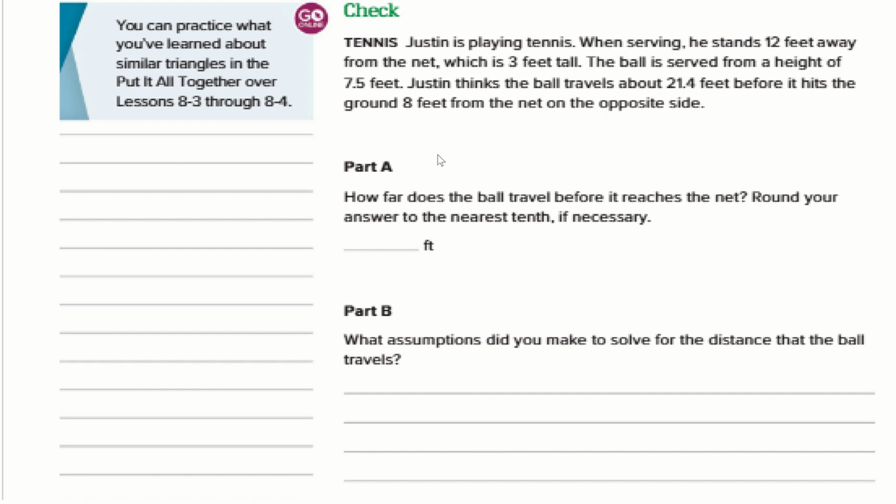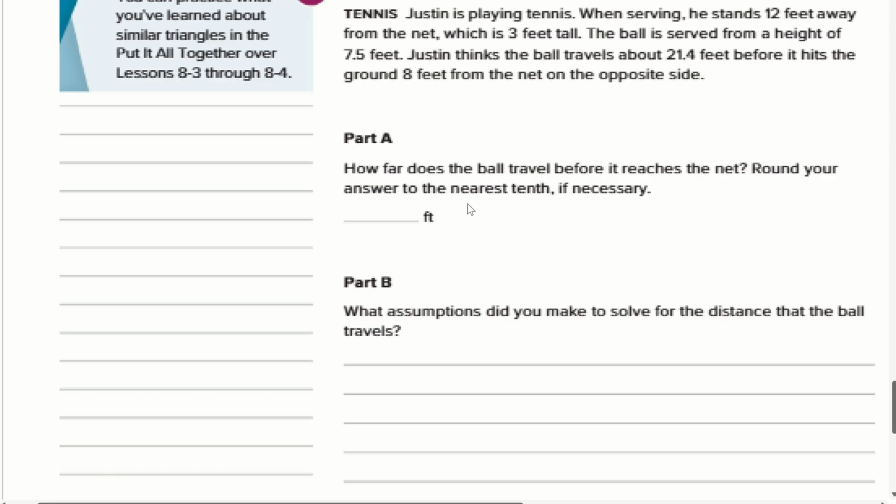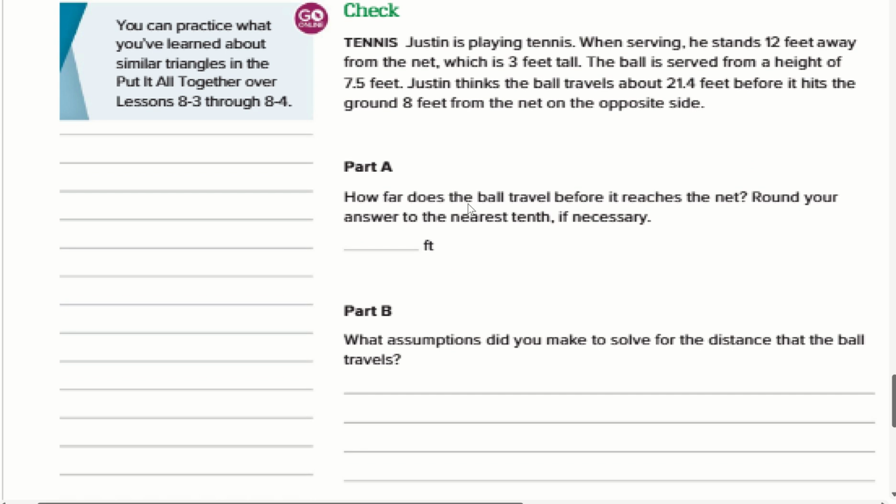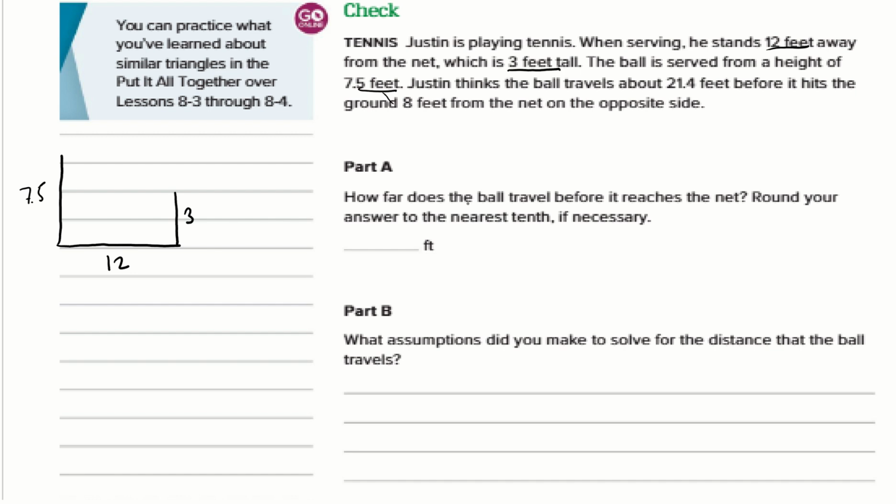Okay, so when you set up this problem, it's good to just draw the situation. So let's draw the scenario. So here we have, it says when serving, he stands 12 feet away from the net. The net is 3 feet tall and he's standing 12 feet away. So let's just draw a net that's 3 feet tall and then he's 12 feet away. It says the ball is served from a height of 7.5 feet. So let's just draw a height 7.5 and then it's served and then the ball goes to the ground.